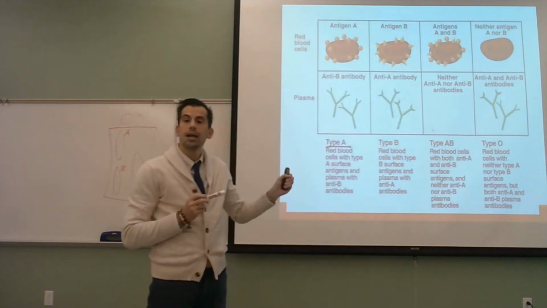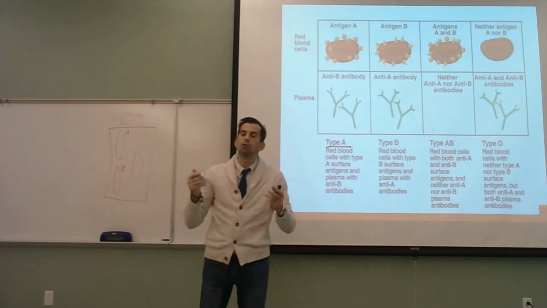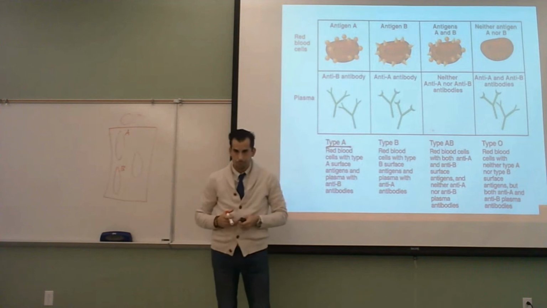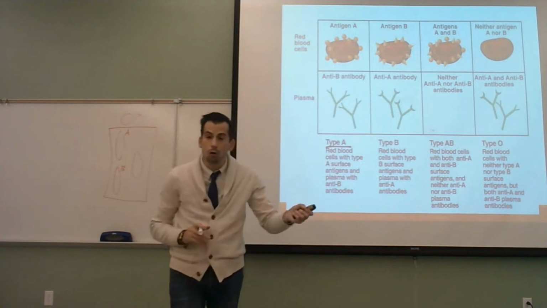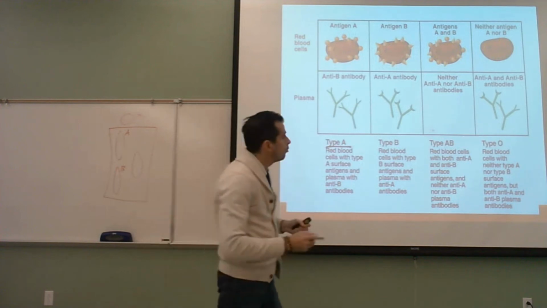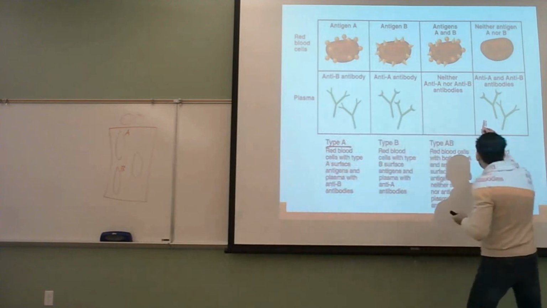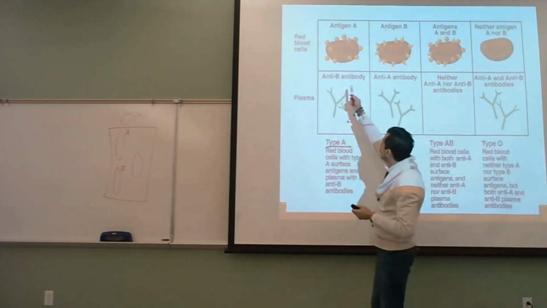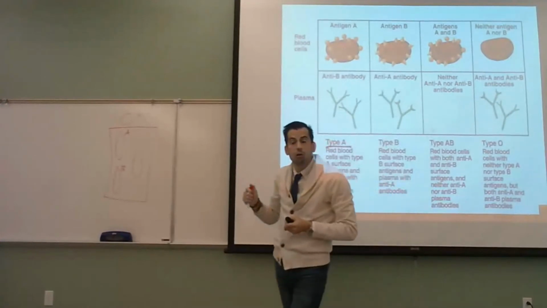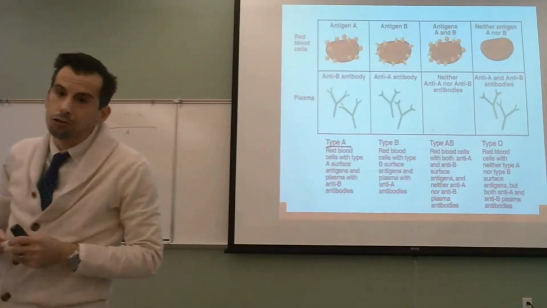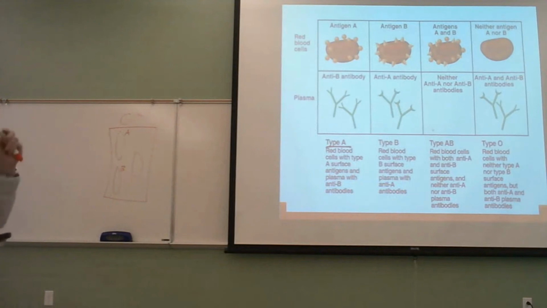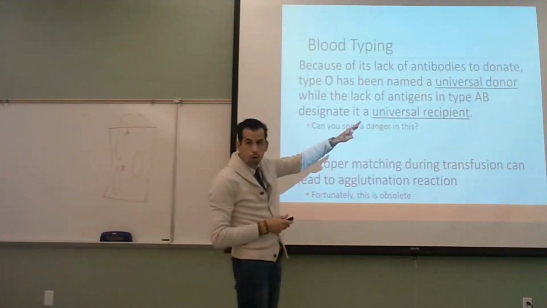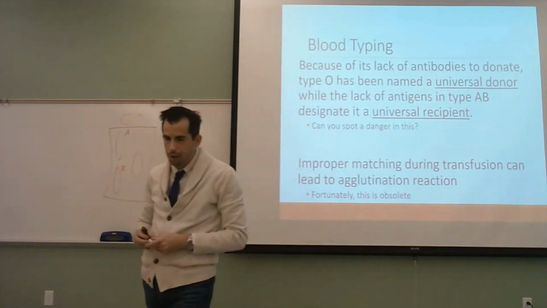However, in that case, we wouldn't be worried about the recipient rejecting the donor. We would essentially be worried about the donor rejecting the recipient, because the large amounts of antibodies that would go with our donated O cells would attack what little blood that was still left in the type A person. So those are going to be volume-dependent terms, universal donor and universal recipient.